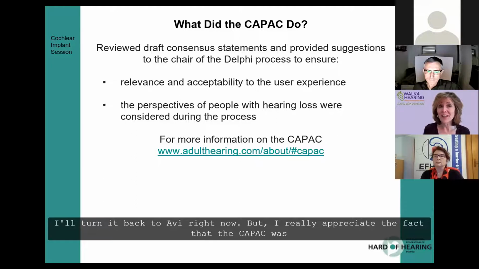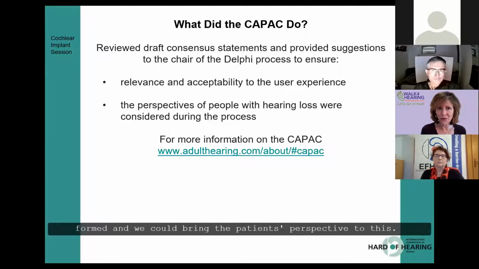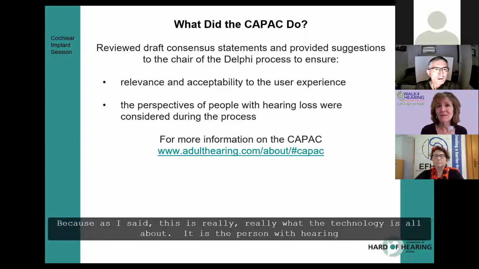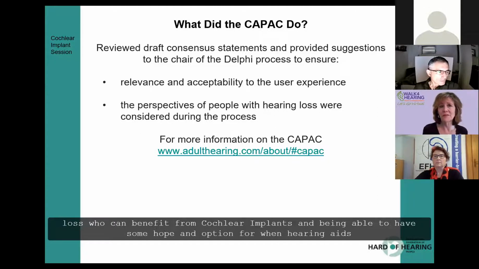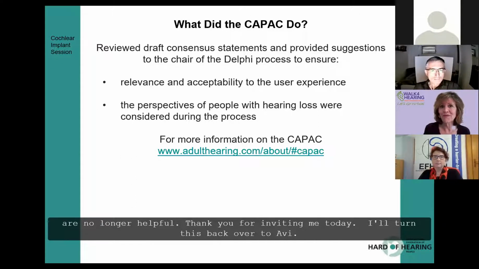So I'm going to turn it back to Avi right now, but I really appreciate the fact that the CAPAC was formed and that we could bring the patient's perspective to this, because as I said, this is really what the technology is all about. It's the person with hearing loss who can benefit from cochlear implants and being able to have some hope and an option for when hearing aids are no longer helpful. So thank you for inviting me today, and I'll turn this back to Avi.